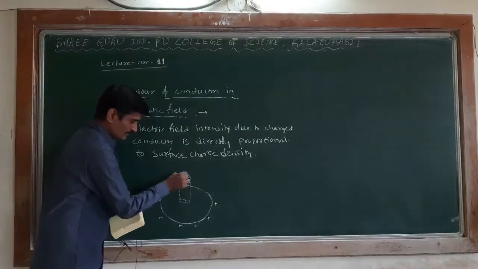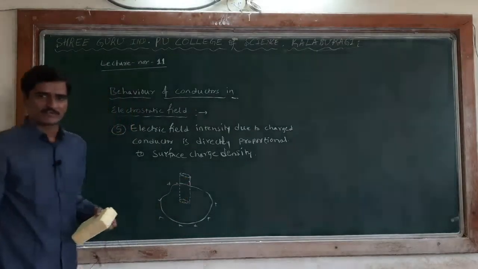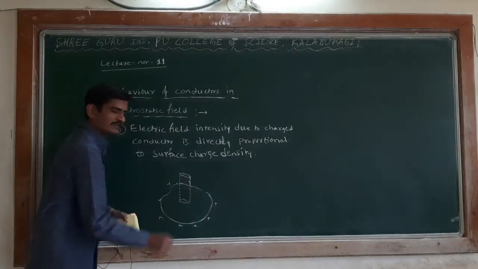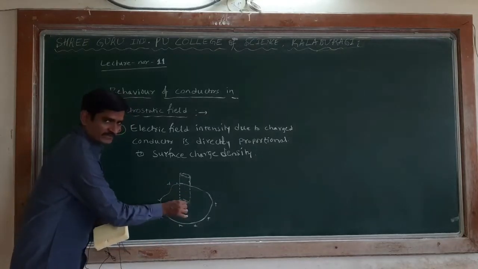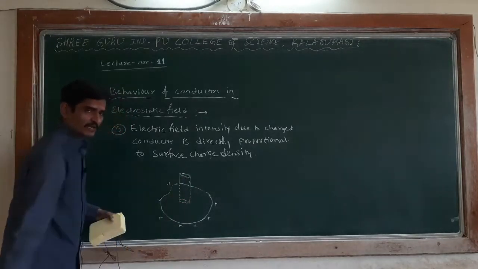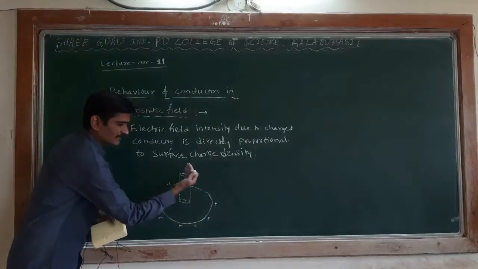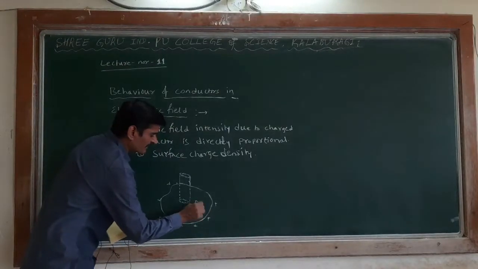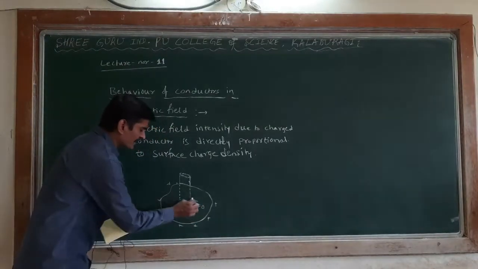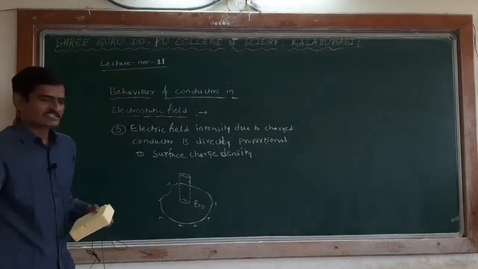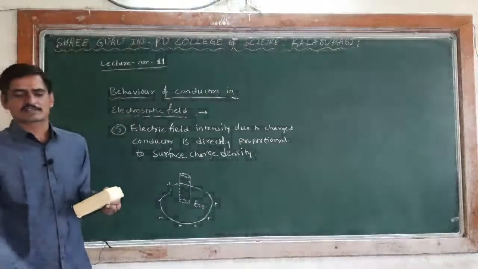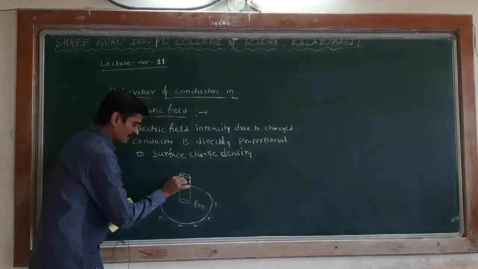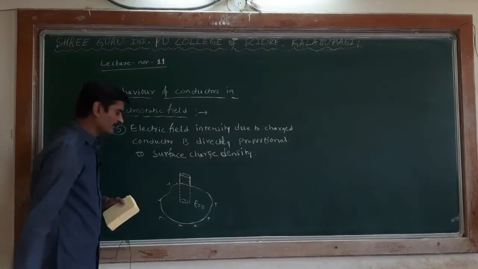So now there are three surfaces for this cylindrical Gaussian surface: two circular cross-sectional surfaces and one curved surface. Now the electric field in the interior of the conductor is 0, hence the electric flux through the Gaussian surface which is inside the conductor will be 0.